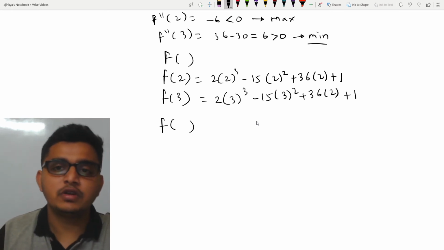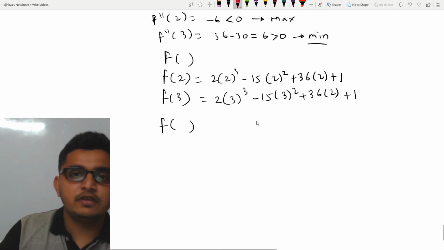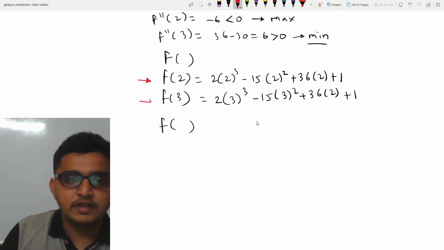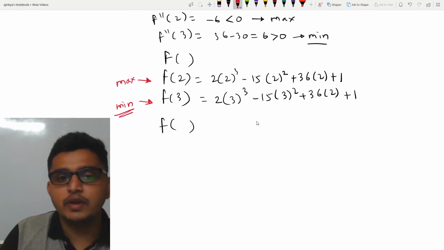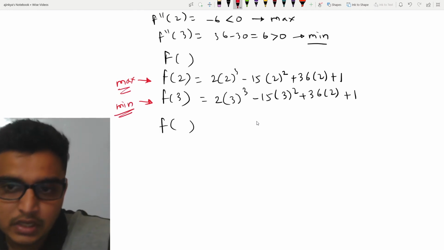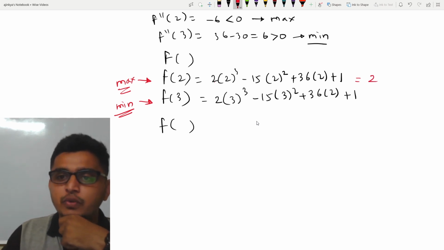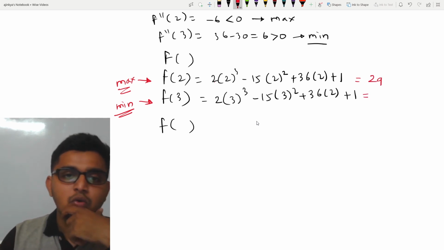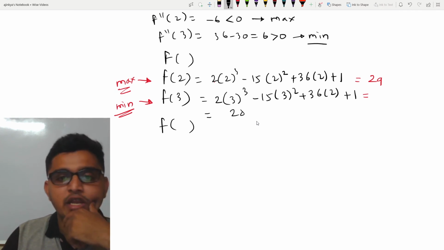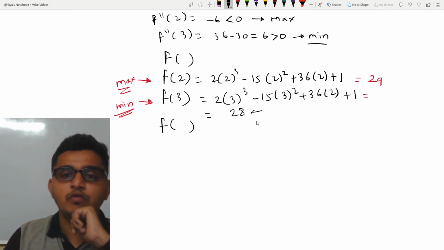And it is already clearly stated from the second derivative test that this function is going to have the maximum and that function is going to have the minimum value. So now let's check, okay? Your answer is going to be 29, and this is going to be 28. Now, if you check, this is a minimum value which is less than 29 surely.